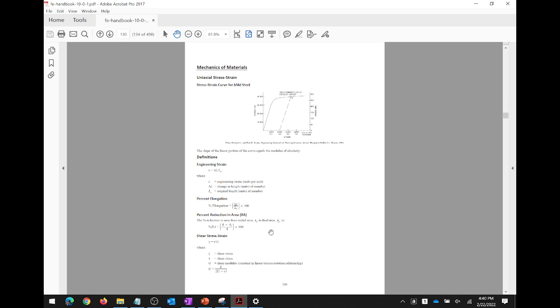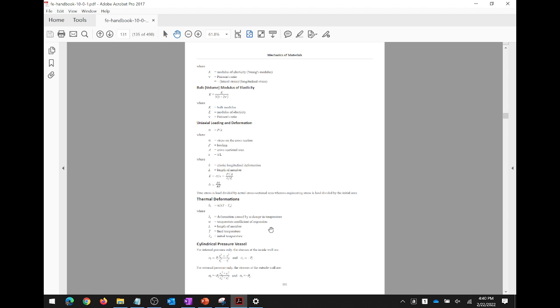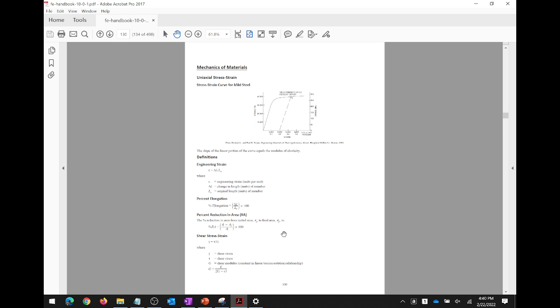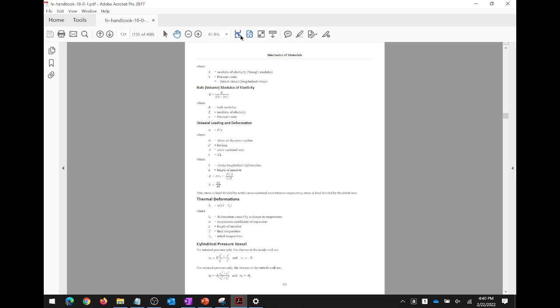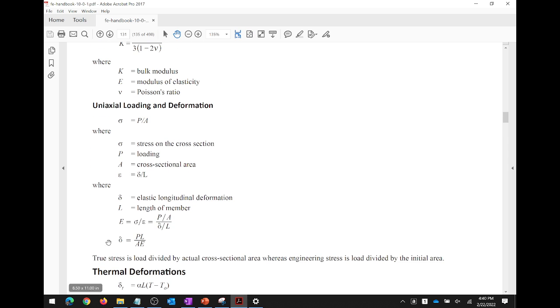Let me zoom out a little bit. Ooh, I'm zooming in too far. Sorry, I'm getting crazy with my mouse clicker and whatnot. Here's the definition for strain and percent elongation. We have uniaxial loading. Stress is P over A. Delta equals PL over EA, whichever one you want to do. So everything that I'm talking about here is located in the manual. In the manual, it's called Mechanics of Materials, not Mechanics of Deformable Bodies, but same idea. Questions? Are you feeling better about this already?